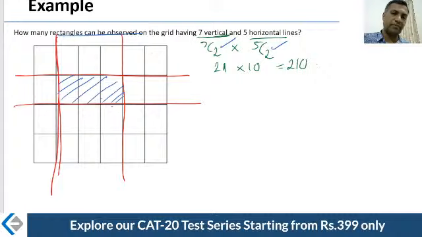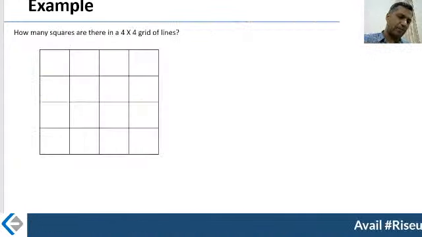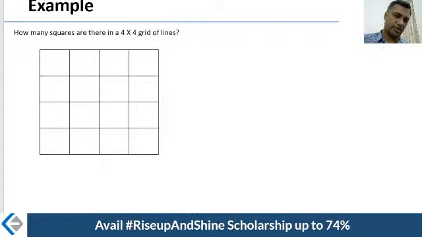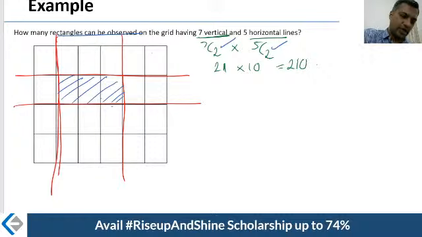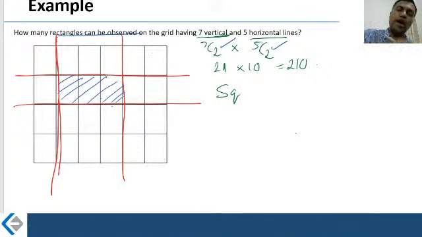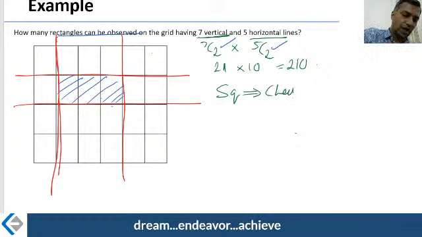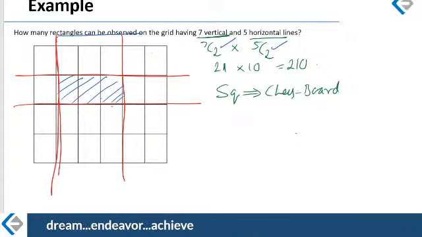Sometimes they may ask us only for squares. I will tell you now how to do that. The classic example is a chessboard. If I ask you how many squares can be observed on the chessboard, think about it, friends. Take a minute and think about it. How many squares can be observed on the chessboard?